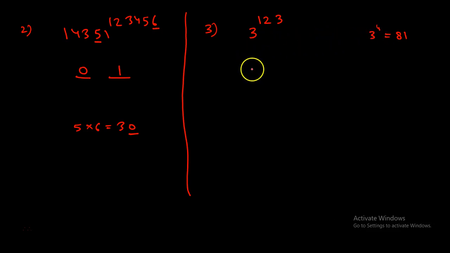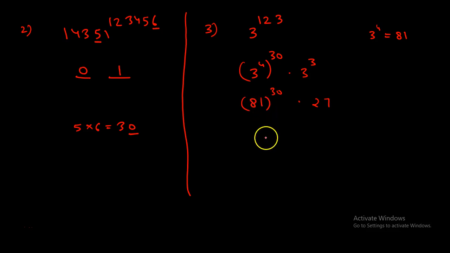According to the law of exponents, we can write this as 3 power 4, and when we divide 123 by 4, the quotient is 30. So 4 into 30 is 120, and then 3 raised to the power 3. Now 3 power 4 is 81, so it is getting converted into 81 raised to the power 30, and 3 power 3 is 27.